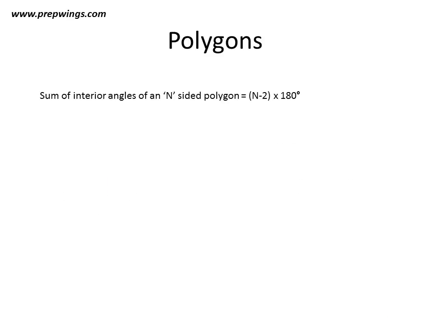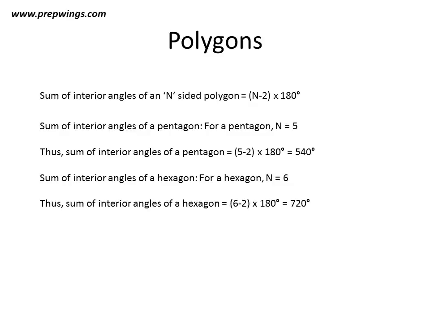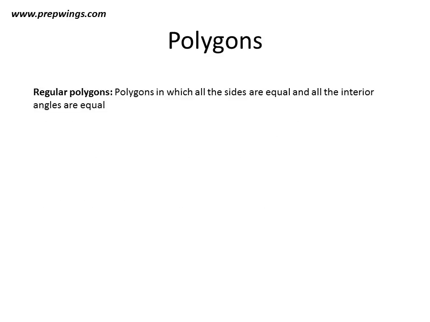Now, if you look at the sum of interior angles of an n-sided polygon, it is given by (n minus 2) into 180 degrees. So what it means is, if I want to find the sum of interior angles of a pentagon, in a pentagon n is 5 because a pentagon is a five-sided polygon. So the sum of interior angles of a pentagon will be given by (5 minus 2) into 180, which is 540 degrees. Similarly, the sum of interior angles of a hexagon can be found. So for a hexagon, n is equal to 6. So the sum of interior angles of a hexagon is given by (6 minus 2) into 180 degrees, which is 720 degrees.